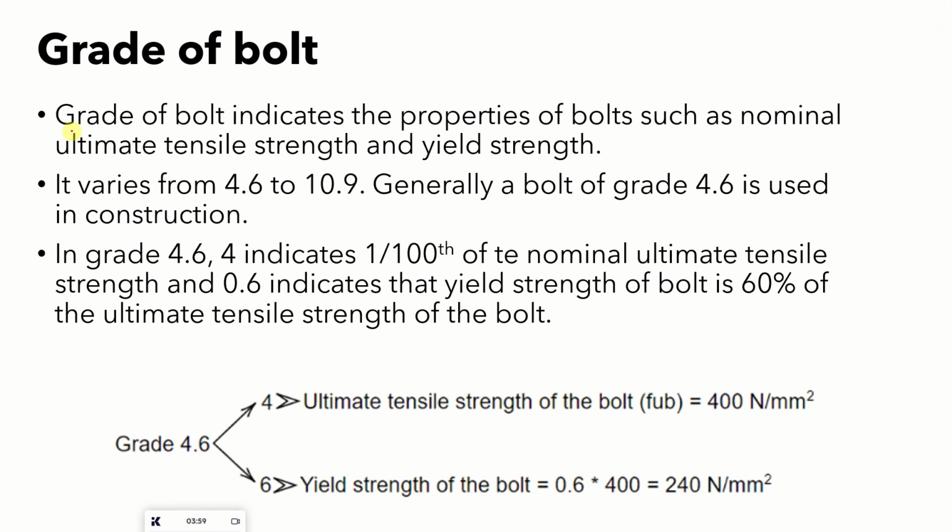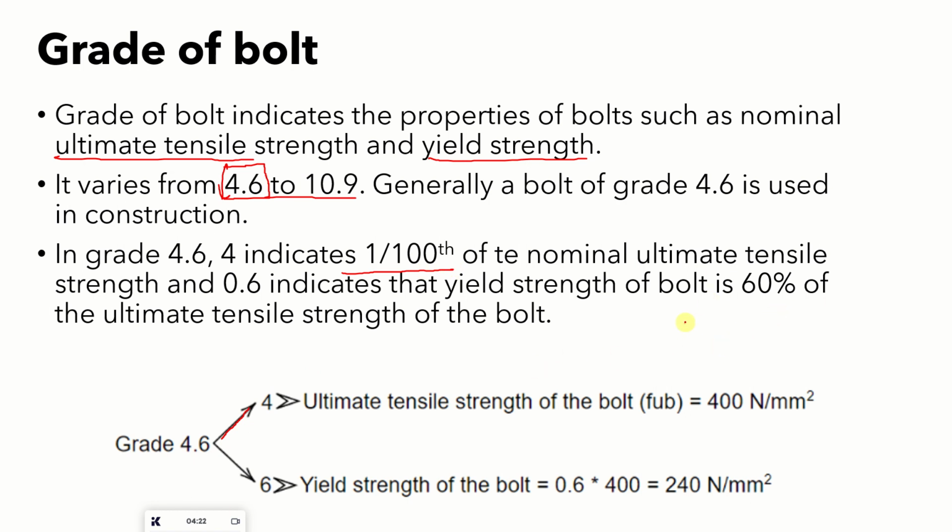Grade of the bolt generally varies from 4.6 to 10.9. This grade indicates ultimate strength as well as yield strength. From this 4.6, we can decide how much is the yield strength and how much is the ultimate tensile strength. See here, the grade is 4.6. 4 is the 1 by 100th of the nominal ultimate tensile strength.